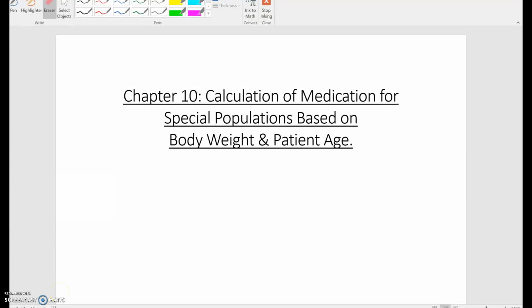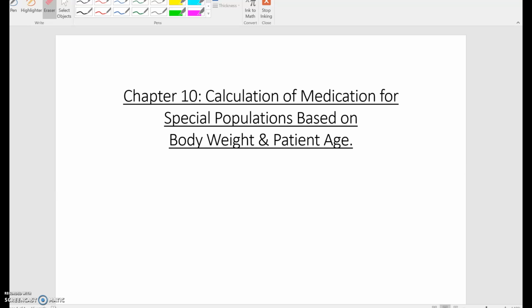Okay, this is Chapter 10, Lecture 7. Chapter 10 is titled Calculation of Medication for Special Populations Based on Body Weight and Patient Age. So far, within Lecture 6, I started off by first teaching you how to determine a patient's body surface area. Remember, the body surface area is the most accurate method when it comes to calculating doses for patients within special populations.